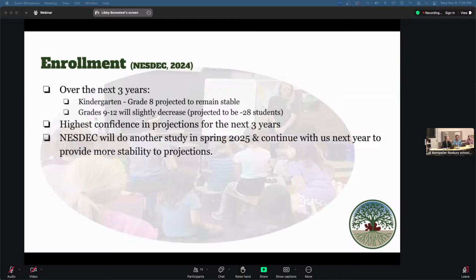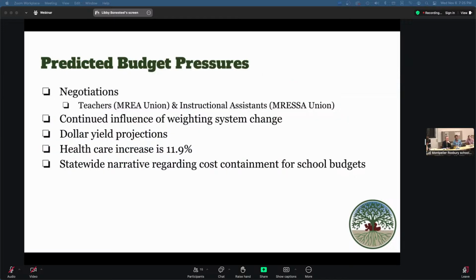Like, we're gonna remain pretty stable, and that's good news. So, predicted budget pressures that we can predict as of right now. Last year told us that we couldn't predict everything, but as of right now, these are the ones we know. We're in negotiations with our teachers, the MREA, and instructional assistants, which are MRESSA. So anytime you have negotiations, you know that salaries are going to increase.